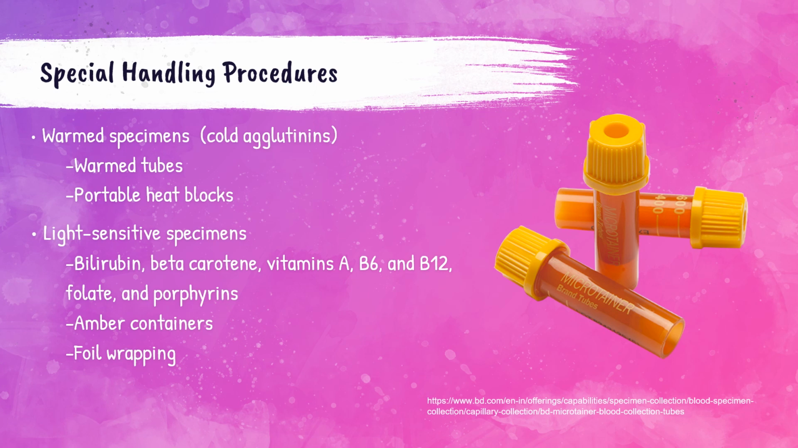Some analytes, such as bilirubin, beta-carotene, vitamins A, B6, B12, folate, and porphyrins, are sensitive to light and must be protected from the light by being collected in amber tubes or with tinfoil wrapped around the sample tubes. So the tubes on the right-hand side of this slide are amber tubes. This prevents the sample from being exposed to the light. If you don't have one of these available, the phlebotomist can wrap the regular tube up in that tin foil.